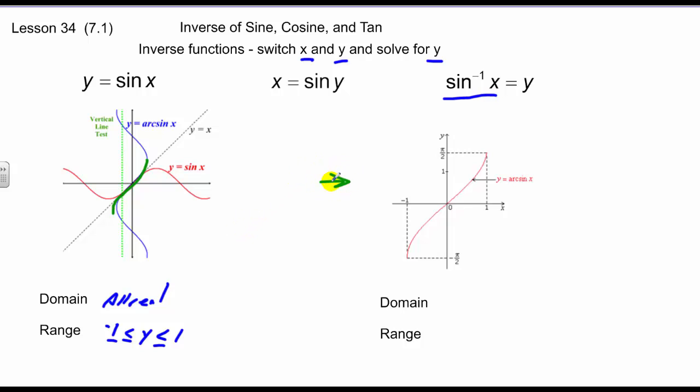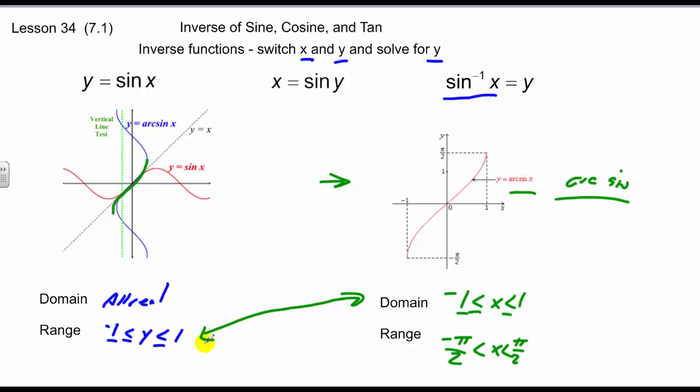And over to the right, I have a graph of the actual inverse sine, or we call it arc sine in this case. Same thing. And if I look at the domain of this, you'll notice the domain goes from -1 to 1. And the range in this case is going to go from -pi/2 to pi/2. You'll notice that the range and the domain basically flip.